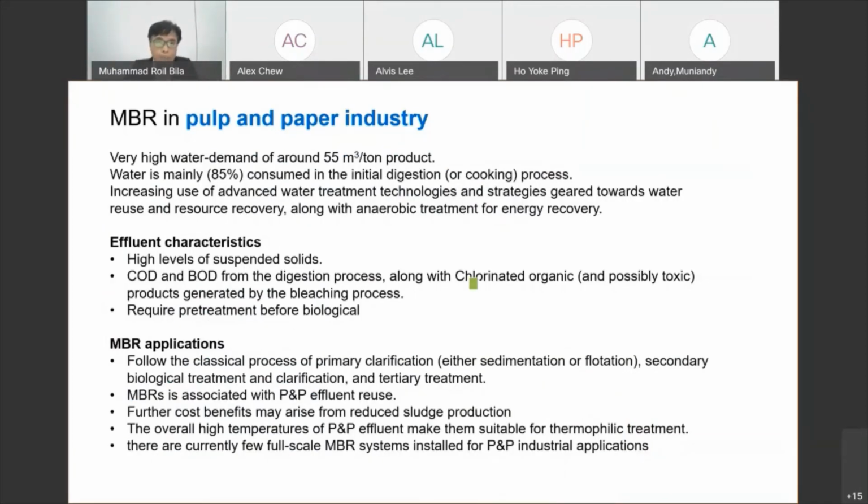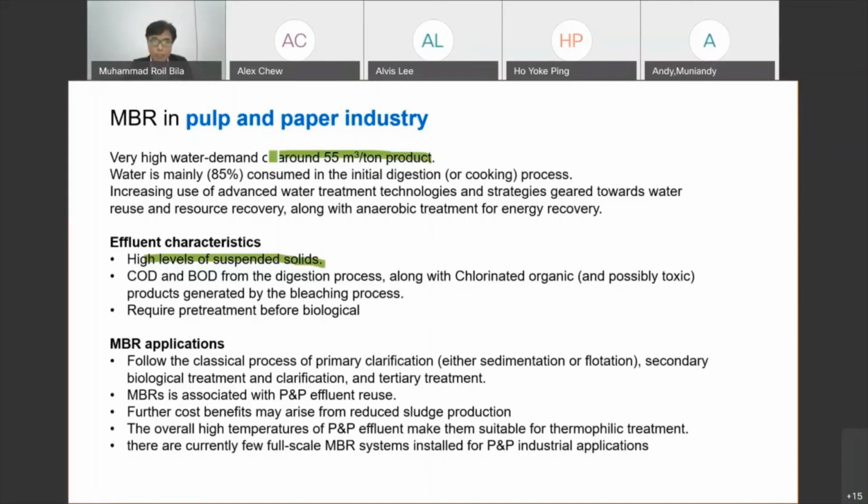Pulp and paper typically has a very high solid concentration, and the volume of the wastewater is among the largest. Basically, in the pulp and paper industry, we need about 55 cubic meters of water to process about 1 ton of product. So when a company produces, let's say, 1,000 tons per day, they will need 55,000 cubic meters per day of water to be used.